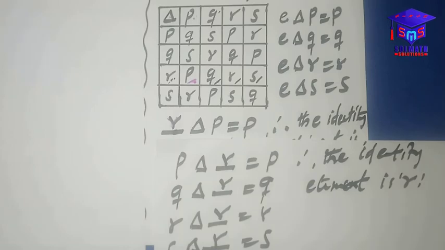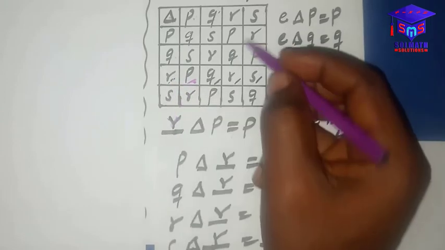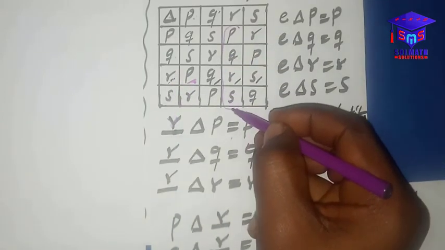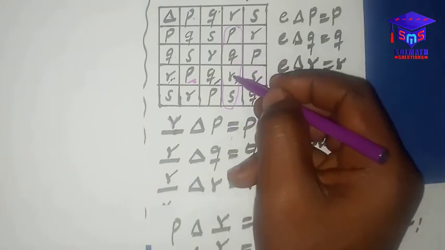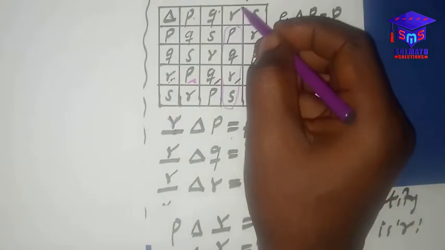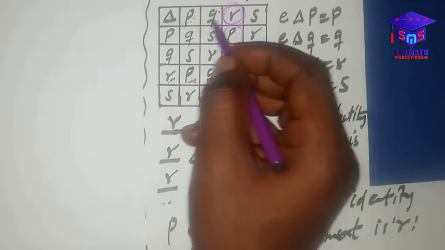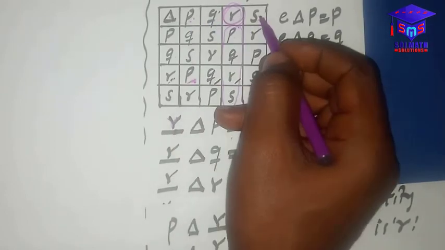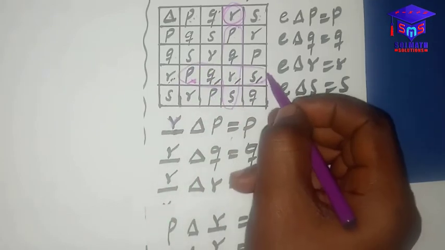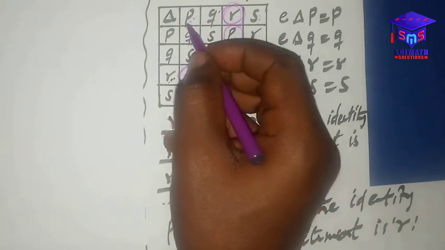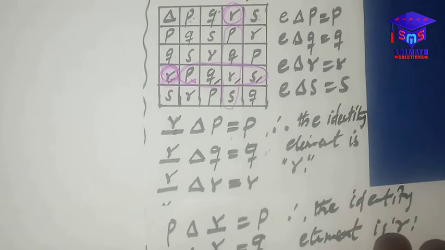There's also something I need to talk about. You see that the arrangement we have for the elements over here, P, Q, R, S, is the same arrangement we have over here, P, Q, R, S. I should tell you that the element over here is the identity element. When you look at this one, P, Q, R, S, you have over here P, Q, R, S. So the arrangement over here is also the same as the arrangement over here. It means this element is the identity element.